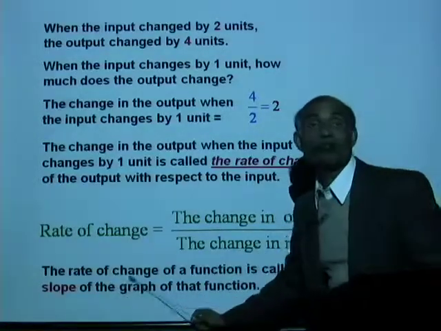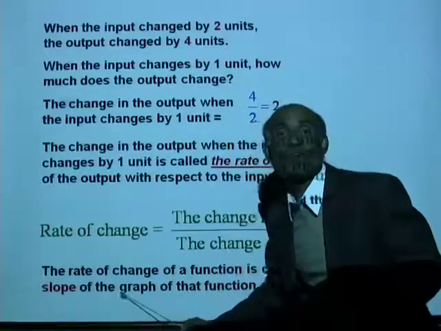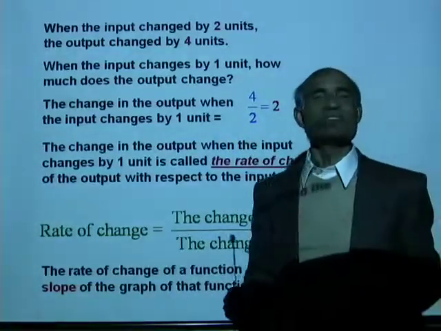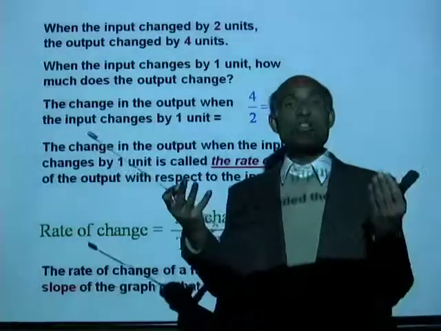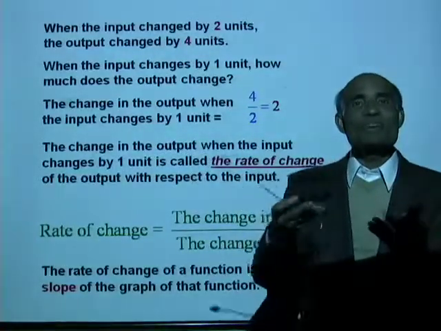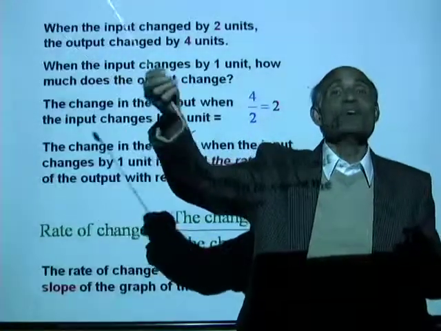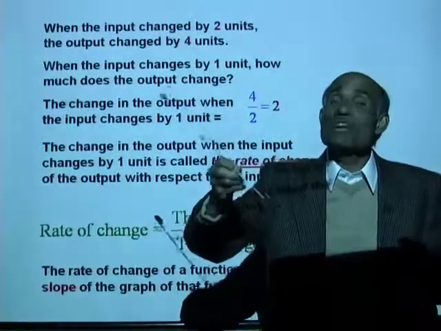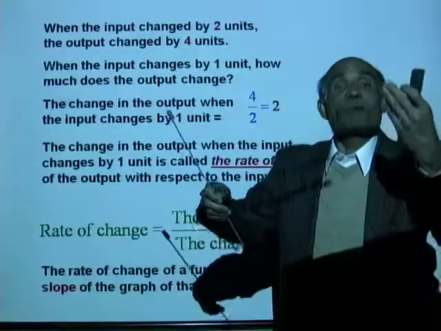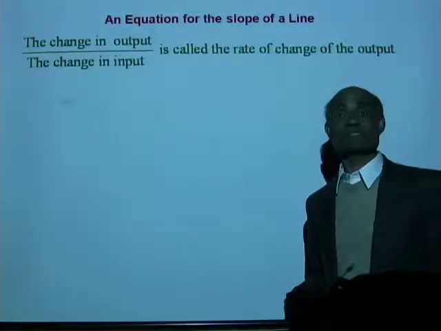Now, the rate of change of a function is called the slope of the graph of that function. In fact, when you measure the slope of the graph of a function, what you're measuring is the rate of change of that function. When the input changes by 1 unit, how much does the output change? That is what the slope actually measures.